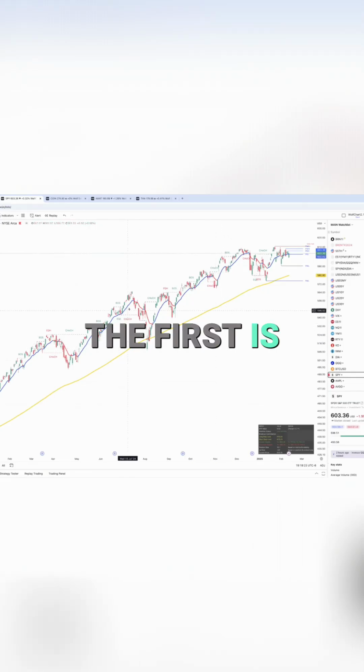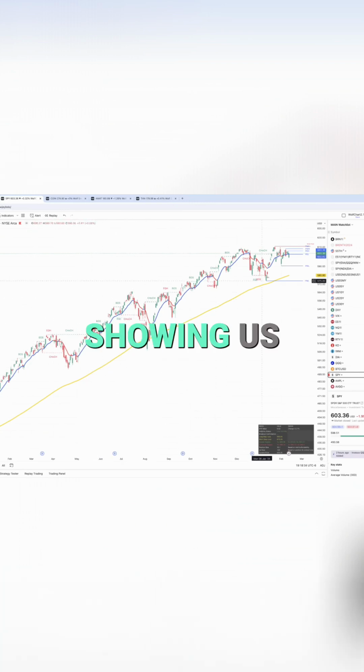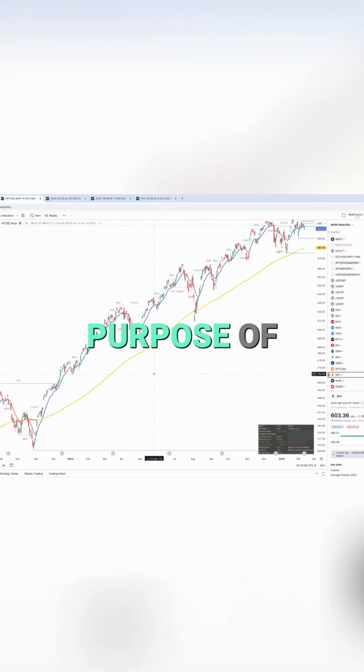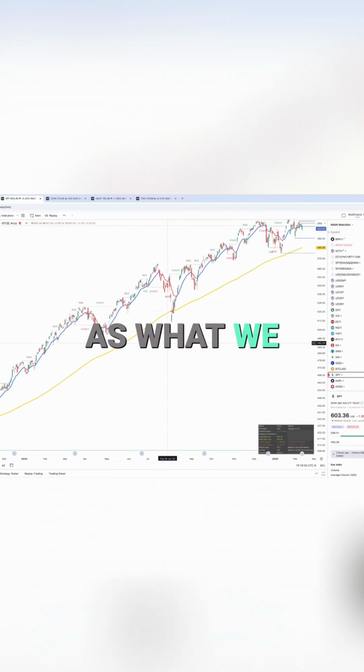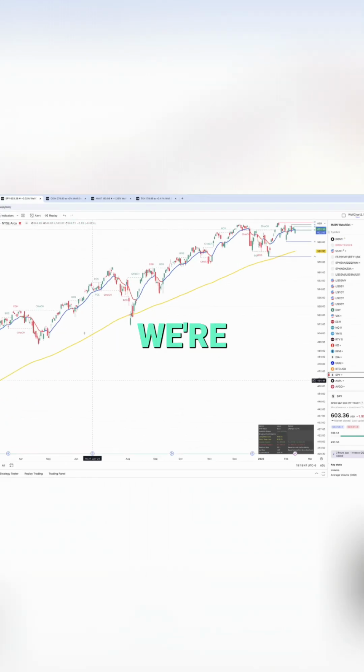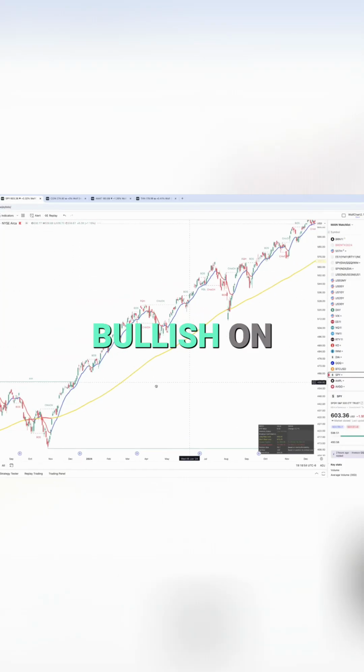The first is they show you what the trend of the stock is. The 12 is showing us a short term trend, so we can see quicker trend shifts, and the 200 is showing us what the overall trend of the stock is. The other purpose of these moving averages is that they act as what we call dynamic support and resistance. So you see how we're pulling back with the 12 flipped to red, even though we're above, our overall trend is bullish on the SPY, right?